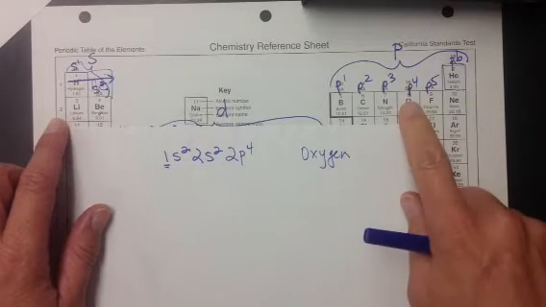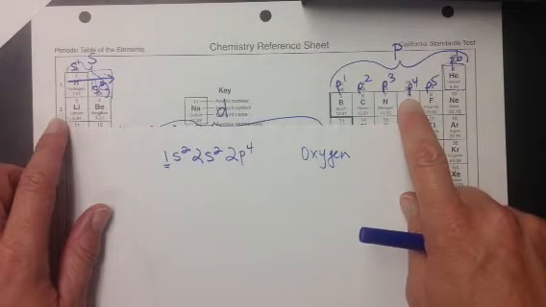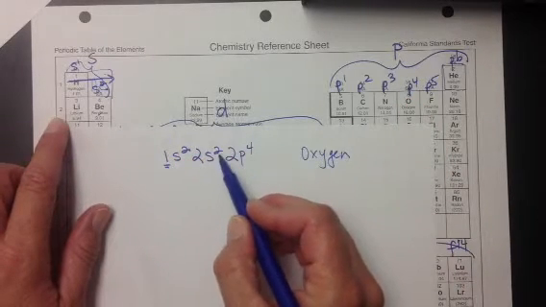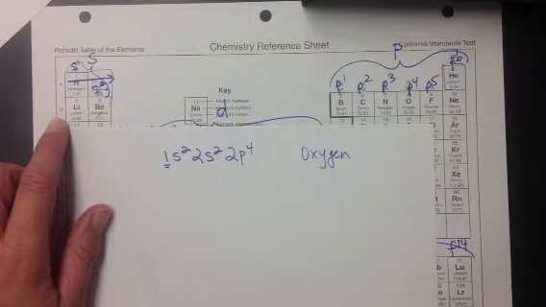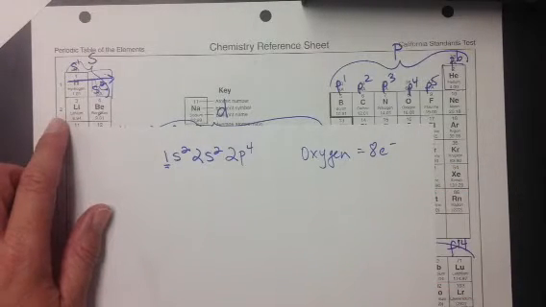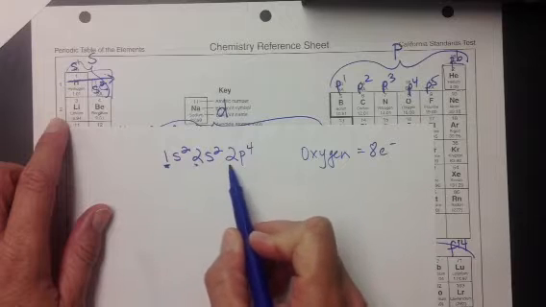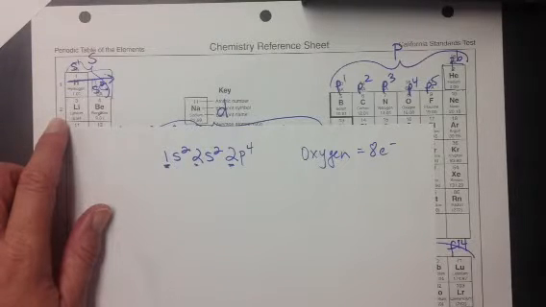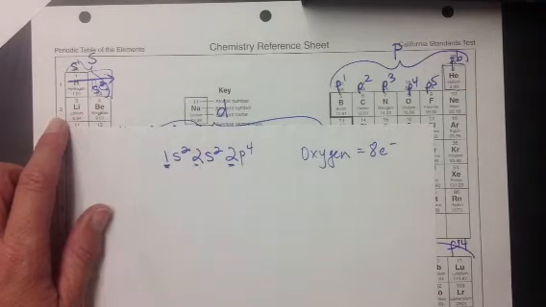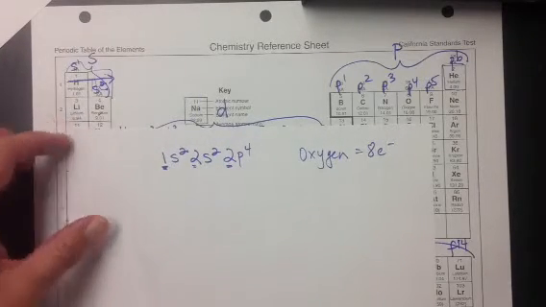Oxygen has 8 electrons. If I want to double check this, I can add my superscripts up here. This 4 plus 2 plus 2 gives me 8 electrons, so oxygen has its 8 electrons. The numbers in front tell me the period, or what energy level it is, and the blocks tell me where specifically each of those electrons are. So let's do another one.